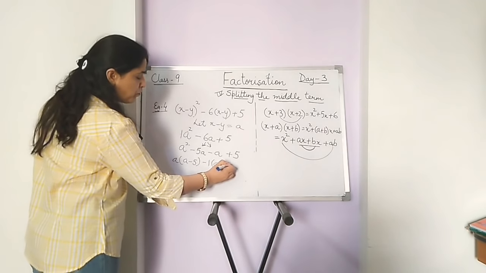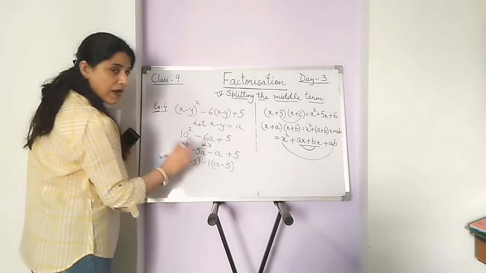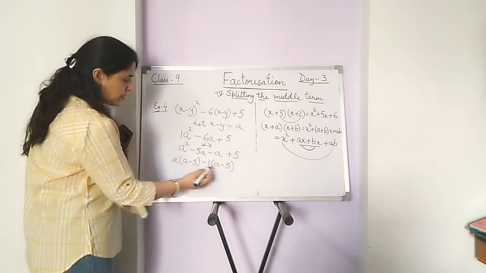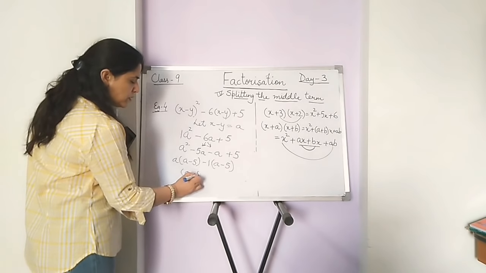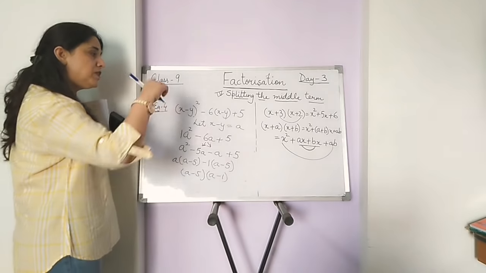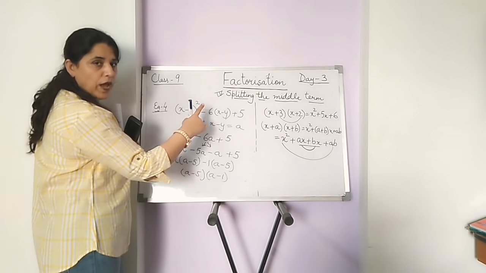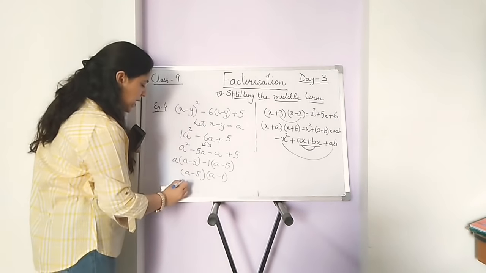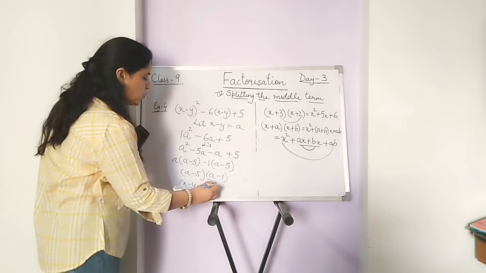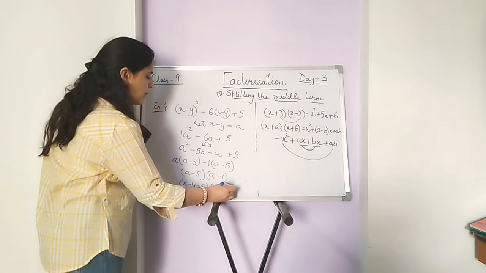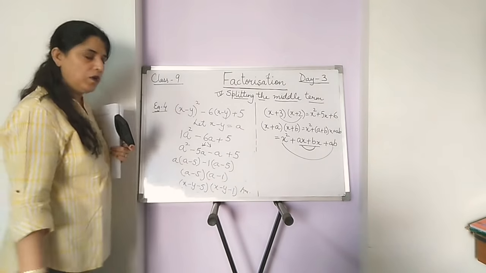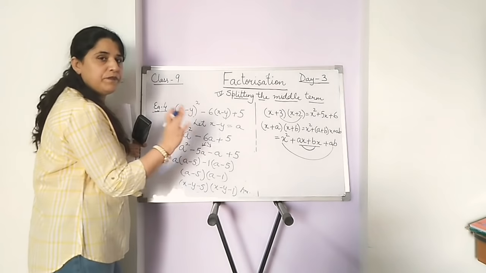We have to bring the same bracket. That is why I am taking minus out, so that a minus 5, I don't want a plus 5 or something else. So a minus 5 goes inside, a minus 1 here. Now what was a? A was x minus y. So x minus y minus 5 into x minus y minus 1. This is the answer. This is how you will do splitting the middle term.